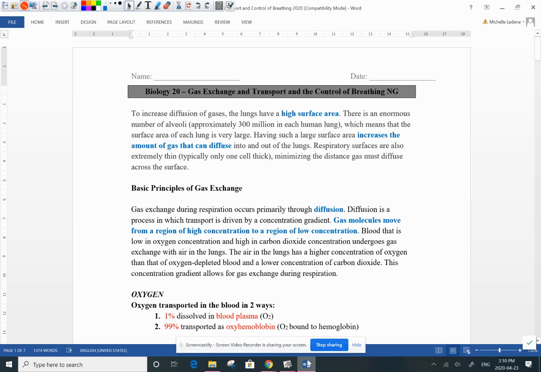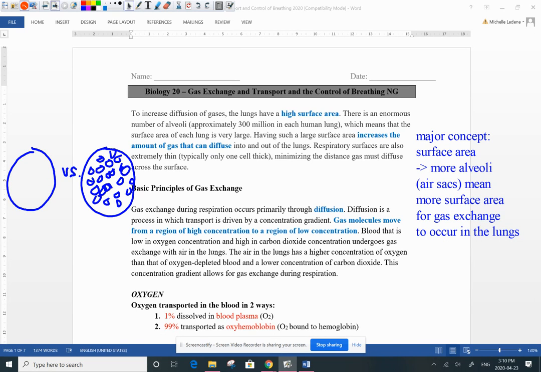Hi there, Bio 30s. Today's topic is gas exchange, how gases are transported through the body, and how breathing is controlled or regulated in your body. One of the main things we talk about in Bio 30 is surface area.